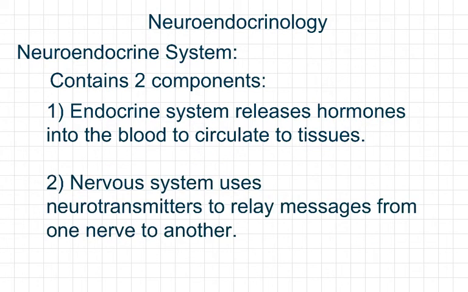The second component of the neuroendocrine system deals with the nervous system. The nervous system uses neurotransmitters to relay messages from one nerve to another. We'll get more into this in the next chapter where we discuss the nervous system itself. But keep in mind that this component of how the nervous system uses transmitters to communicate from one nerve to another is part of the endocrine system.